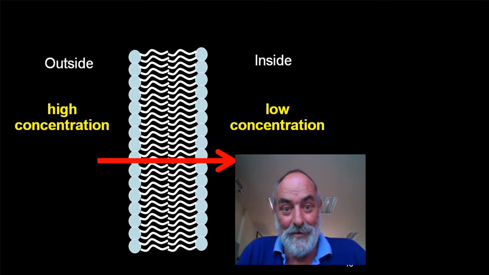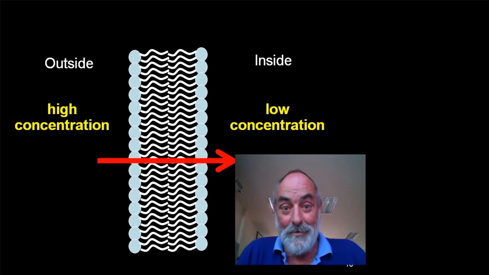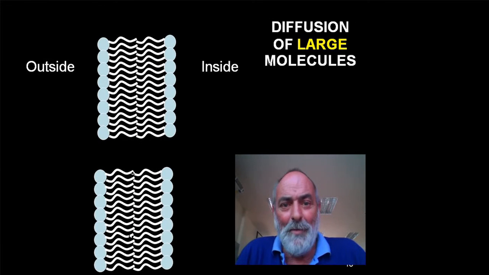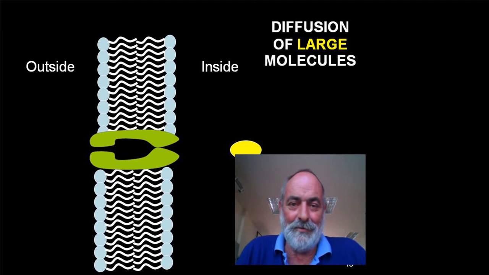That creates diffusion. At the same time, the other way around, high concentration inside and low concentration outside means the molecules will move in the opposite direction. This is how oxygen, carbon dioxide, and small molecules move across the cell. Large molecules are helped along by large proteins in the cell membrane. These large molecules go through special channels.